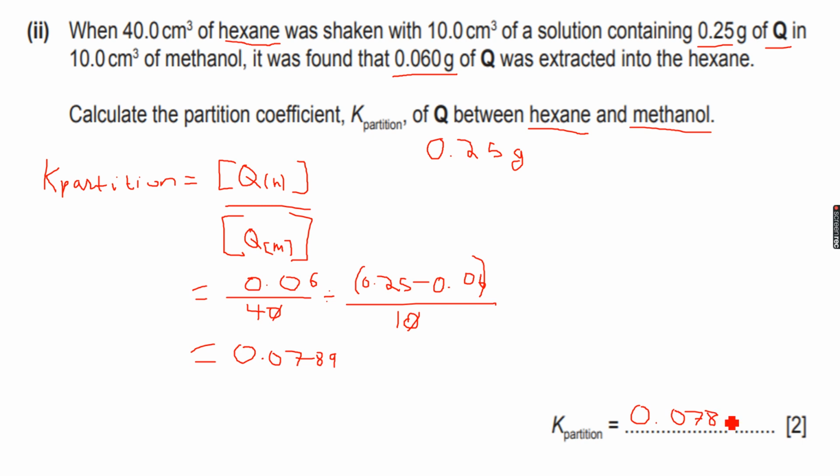Now what this tells us about the value of K partition, and about hexane and methanol, is that Q is much more soluble in methanol than in hexane, because the denominator value is greater than the numerator value, and that's why K partition is less than 1. So Q is more soluble in methanol compared to hexane.